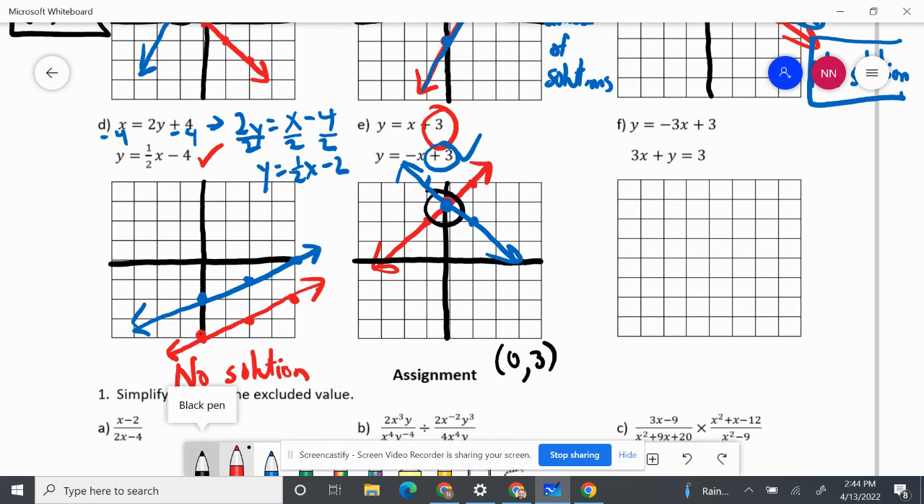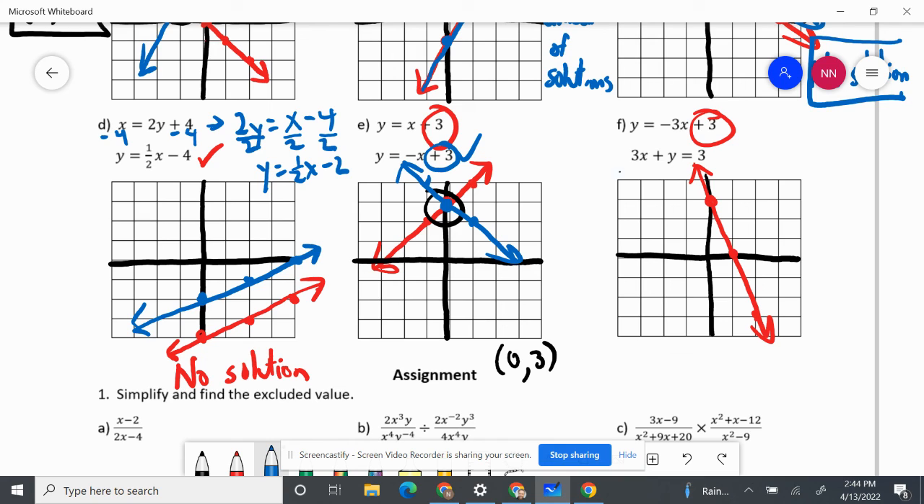Now for our last one, my y-intercept is 3, so I go up to 3. I go down 3 to the right 1, down 3 to the right 1, and I draw my line. For the next one, I'm going to subtract the 3x on both sides, and I get y equals negative 3x plus 3. My y-intercept is 3. I go down 3 to the right 1, and I see that it's the exact same line. So that would be an infinite amount of solutions.